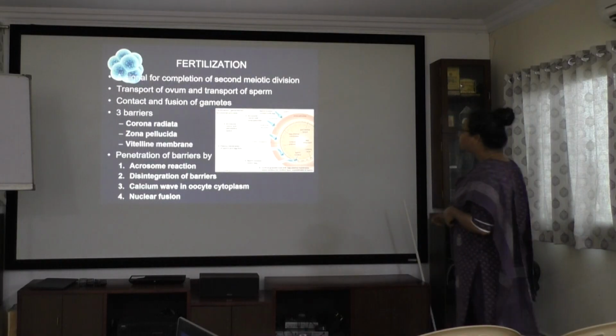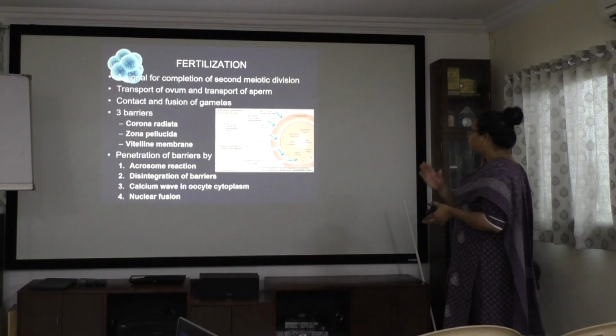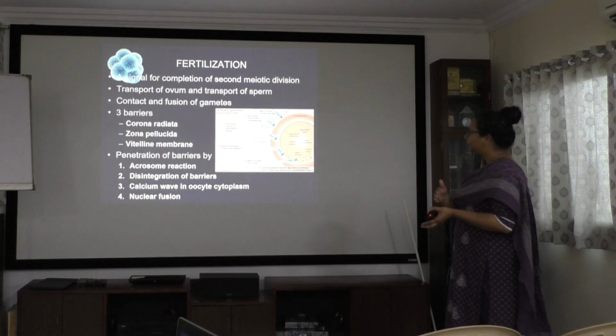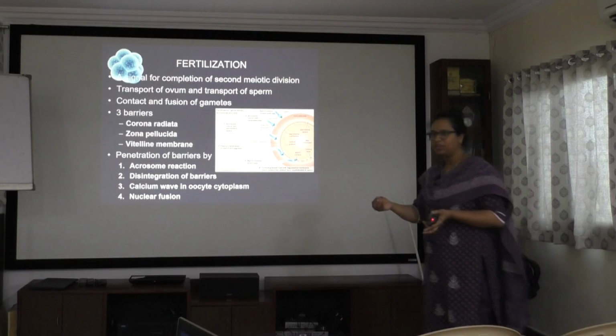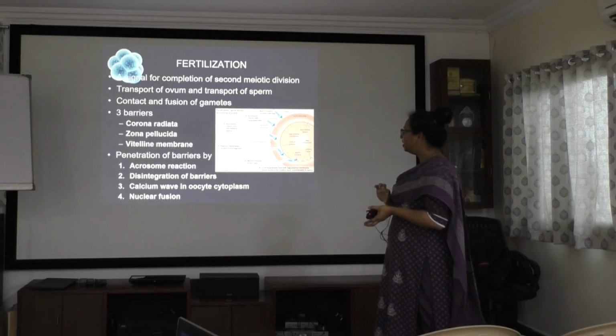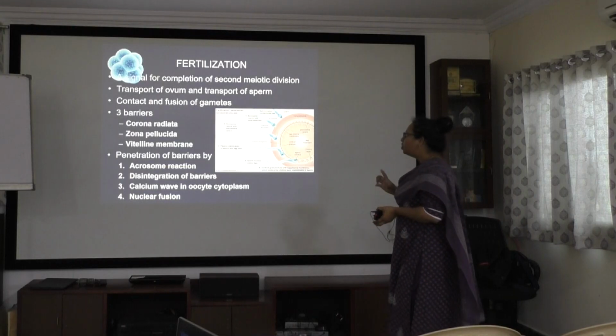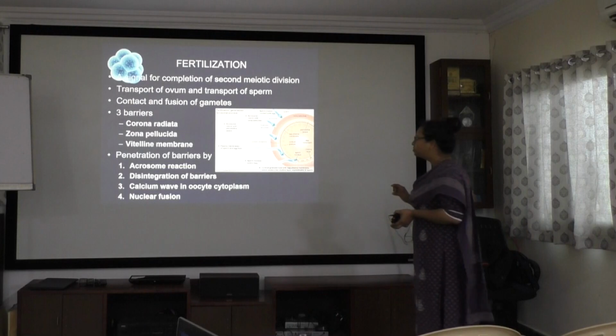After fertilization, the second meiotic division is completed. Transport of the ovum from the peritoneal cavity into the fallopian tube, and of the sperm from the female genital tract up to the fallopian tube, takes place. Then contact and fusion of gametes takes place.